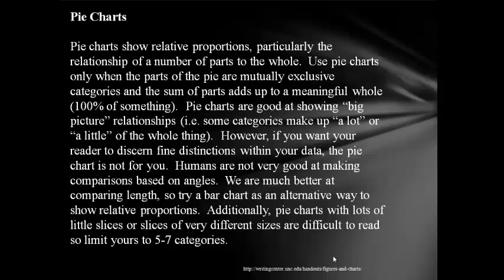Pie charts are good at showing big picture relationships. For example, some categories make up a lot or a little of the whole thing. However, if you want your reader to notice fine distinctions within your data, the pie chart is not for you. People tend to prefer length, so try a bar chart as an alternative way to show relative proportions. Additionally, pie charts with many little slices or slices of very different sizes are difficult to read, so limit yours up to 7 categories.